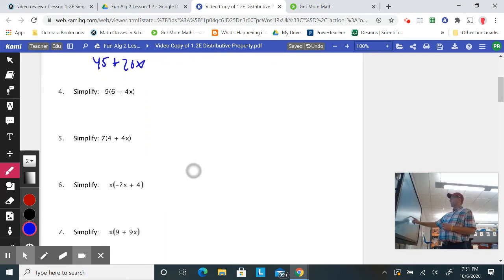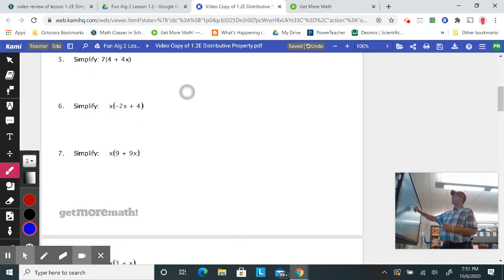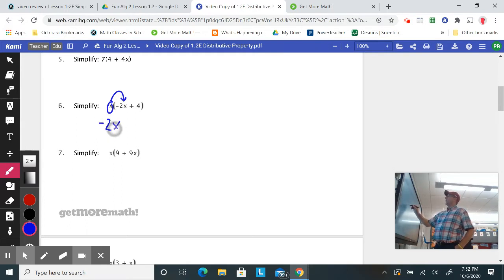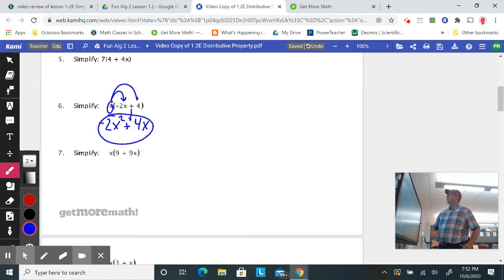Let's look down here. Number 6. Here we're distributing the x. X times -2x is -2x squared, and x times x is x to the second power. X times 4 is 4x, and the addition sign comes down: -2x squared plus 4x.